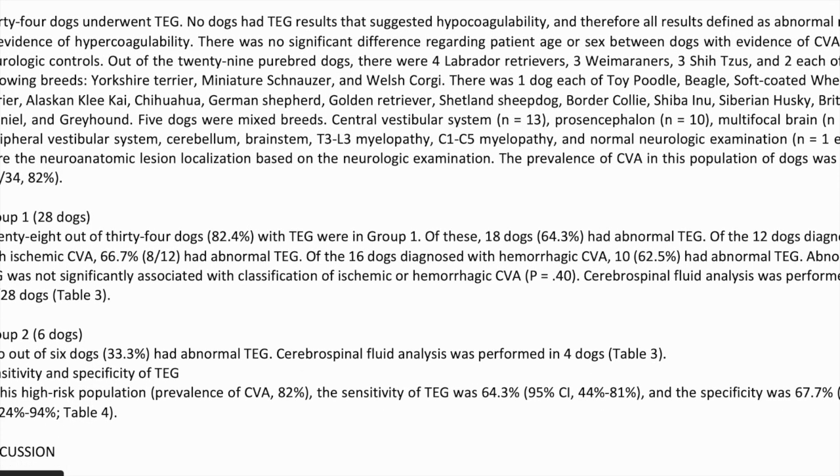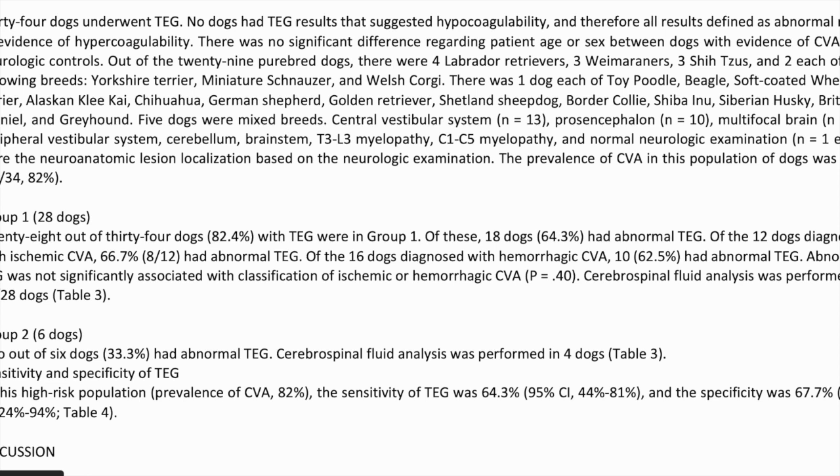34 dogs underwent TEG. No dogs had TEG results that suggested hypocoagulability, and therefore all results defined as abnormal refer to evidence of hypercoagulability. There was no significant difference regarding patient age or sex between dogs with evidence of CVA and neurologic controls. Out of the 29 purebred dogs, there were 4 Labrador Retrievers, 3 Weimaraners, 3 Shih Tzus, and 2 each of the following breeds: Yorkshire Terrier, Miniature Schnauzer, and Welsh Corgi.